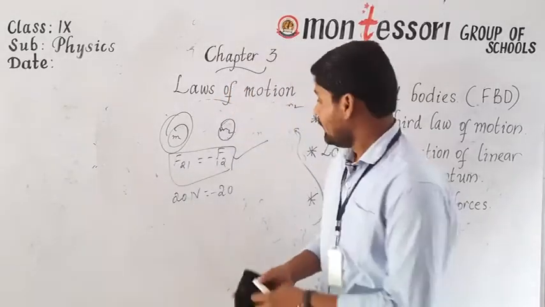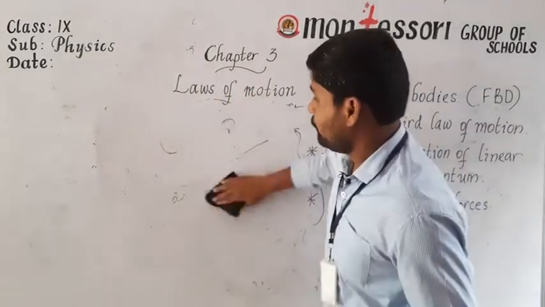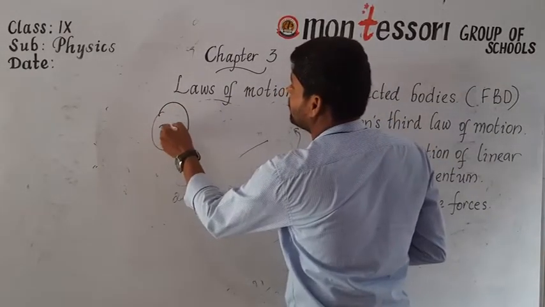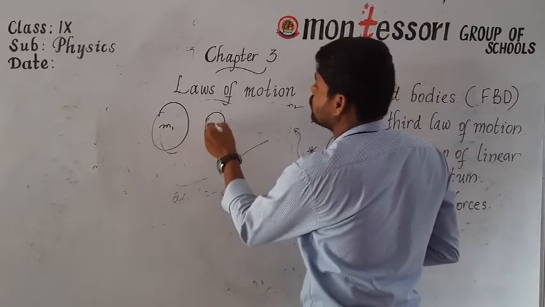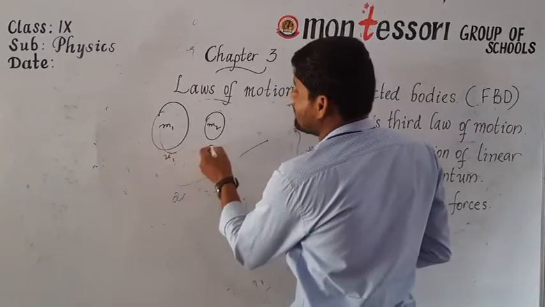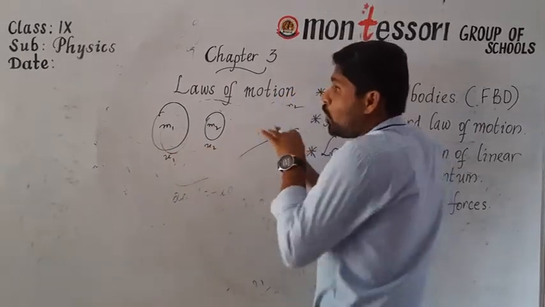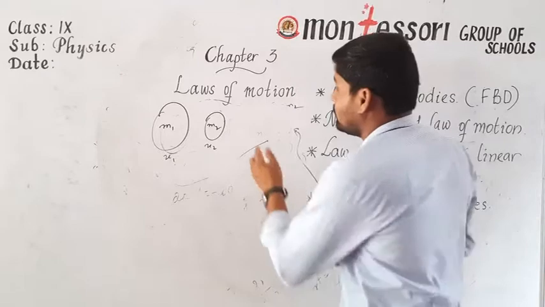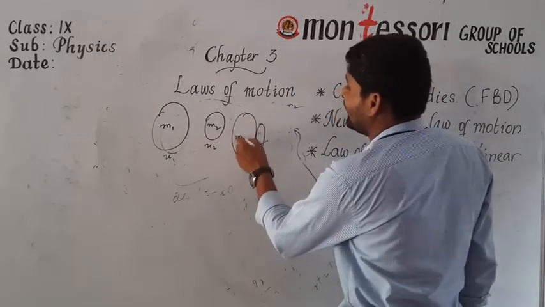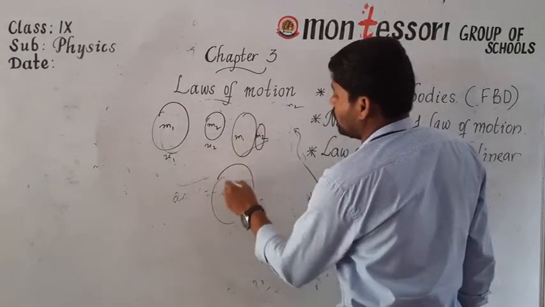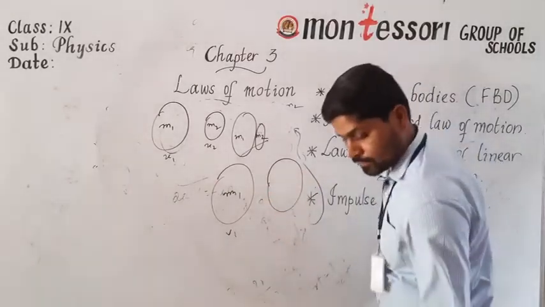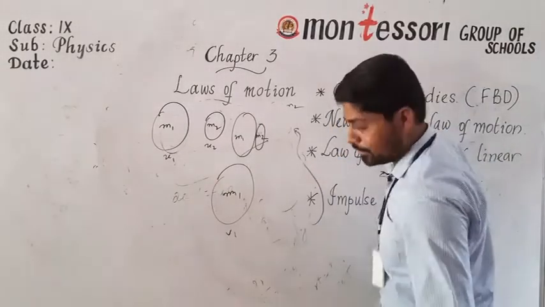For example, if you take two bodies, let the mass of the first body be m1 and the mass of the second body be m2. The initial velocity of the first body is u1 and of the second body is u2. After a small collision, their velocities change to v1 for the first body and v2 for the second body.